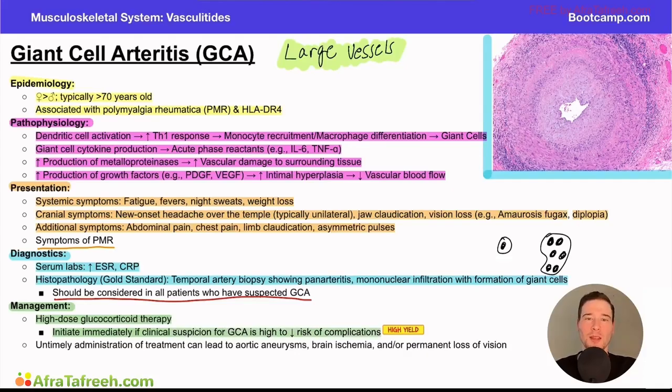The classic one that they will test you on is blindness. We talked about this, right? Patients can present with vision loss, and we don't want that to happen. So it's very high yield that if you suspect GCA, although you may want to get the biopsy, which we talked about here, you need to start treating with the glucocorticoids first.